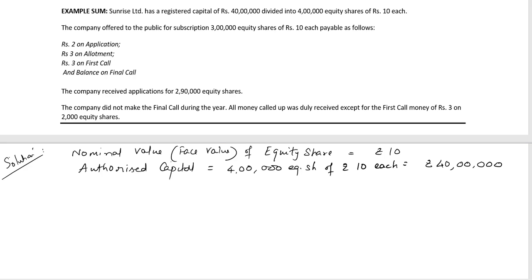The issued capital: it says that the company offered to the public for subscription 3 lakh equity shares of rupees 10 each. So the issued capital is 3 lakh equity shares of rupees 10 each, which is equal to rupees 30 lakh.